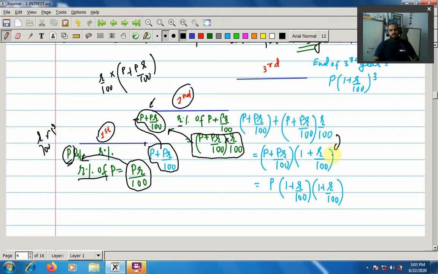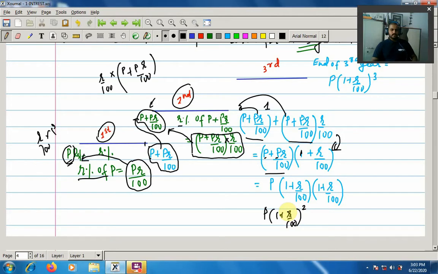Then comes the simplification part. What I've done, I have taken this bracket common, P plus PR upon 100. Here I have 1, because this has gone common and this has also gone common. So 1 plus R upon 100. Then from this bracket I can take this P common. So P is outside, 1 plus R upon 100, 1 plus R upon 100. This can be written as P into 1 plus R upon 100 whole square. This is for second year.